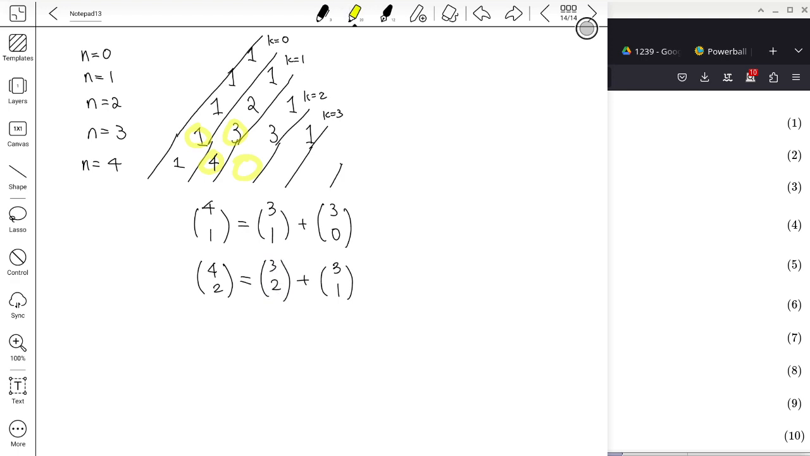So let me use the circle here. We have already pointed out the 3 choose 1. This is the 3 choose 2. So 3 plus 3 is a 6, so we put a 6 over here. Likewise, this is going to be a 4, and this one is going to be a 1 over here. So I hope this helps to show you how Pascal's triangle is really a more graphical representation of Pascal's identity.